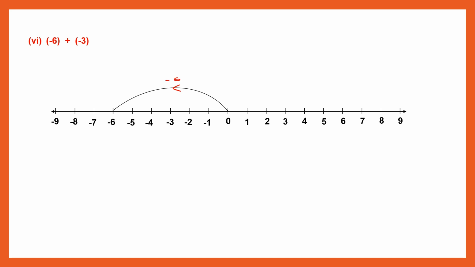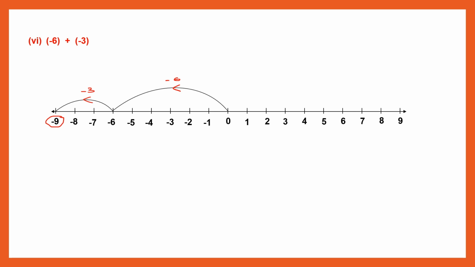Now look at the second integer. That is also a negative number, negative 3. That means we continue to move to the left. So from here again to the left, 1, 2, 3. 3 steps to the left, we come to negative 9. So here we have moved 3 steps to the left. That's why we've put a negative sign, and we've reached our answer, which is negative 9.